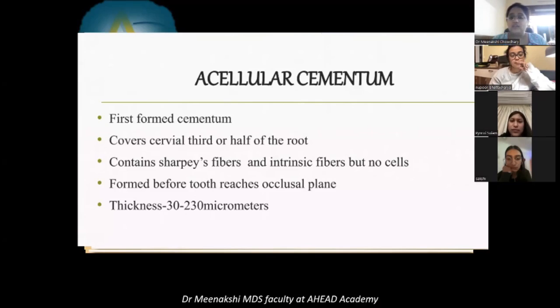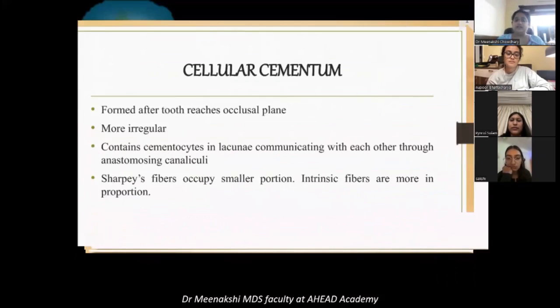It is formed just prior to the eruption of the tooth. The thickness of acellular cementum is asked in MCQs. It can range from 30 to 230 micrometers depending upon age changes. Cellular cementum, if I am going to talk about it, is formed after the tooth reaches the occlusal plane.